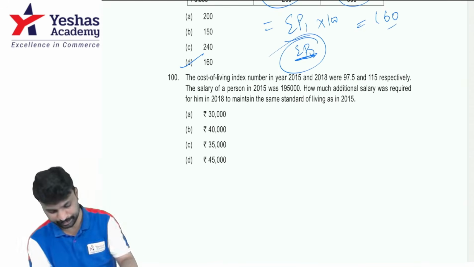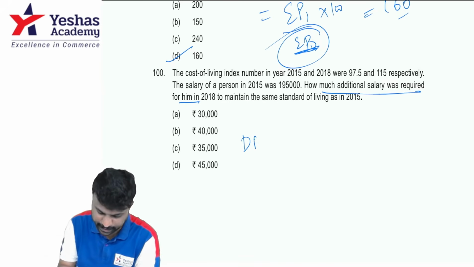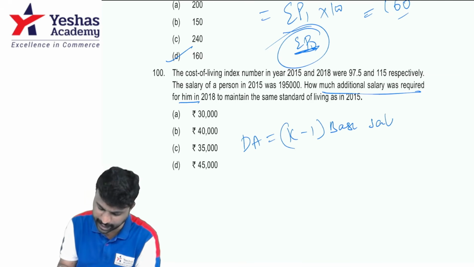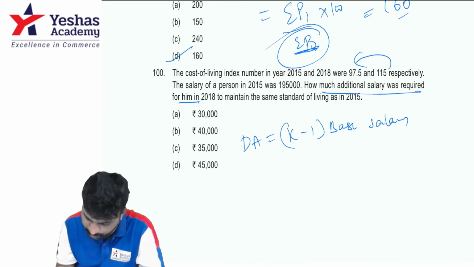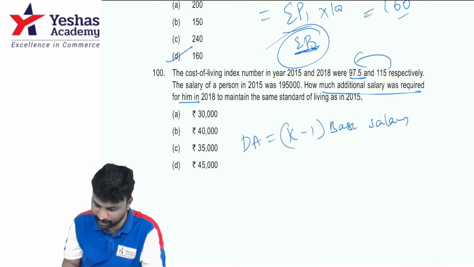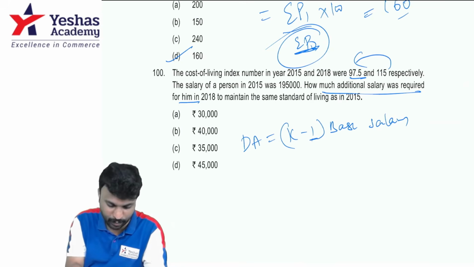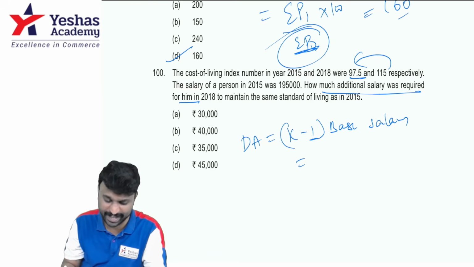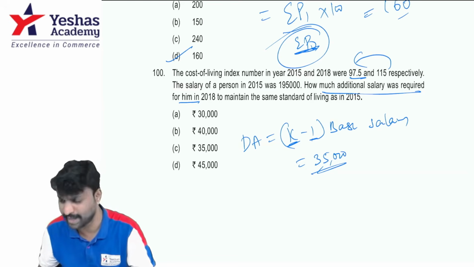And the last question, guys. They're asking additional salary required. That means DA. Guys, whenever DA is asked, you can always do K minus 1 into base salary. I've told you what is K. It is current year CPI by base year CPI. Correct? What is current year CPI here? 115. 115 divided by base year CPI, 97.5. That is K value for me. Then I have to do minus 1. I have to do minus 1 into base year salary, 1,95,000. So that fetches me 34,999.99. That is 35,000.